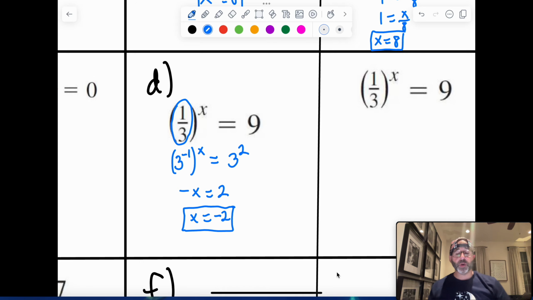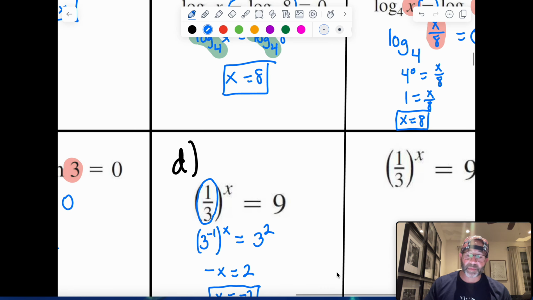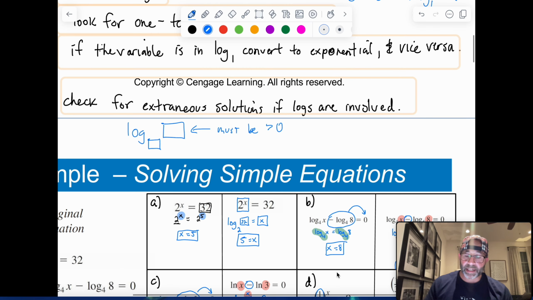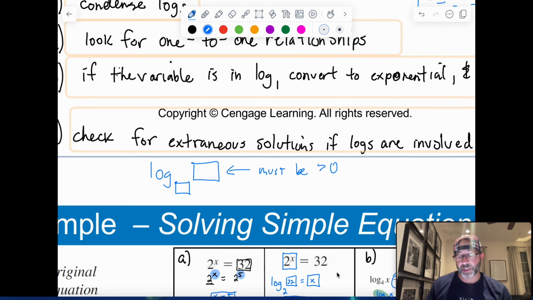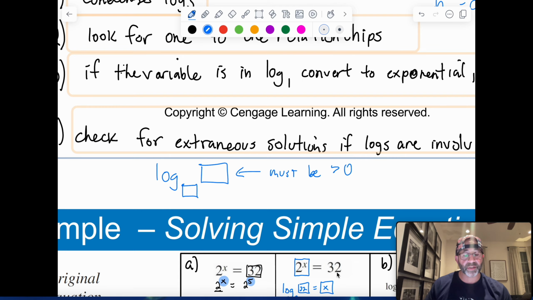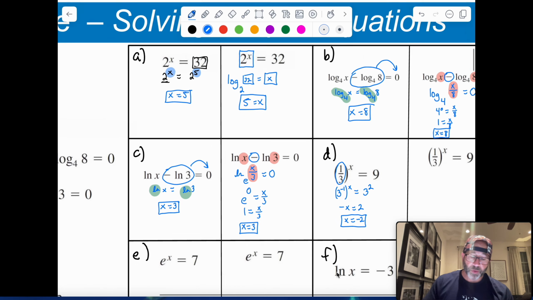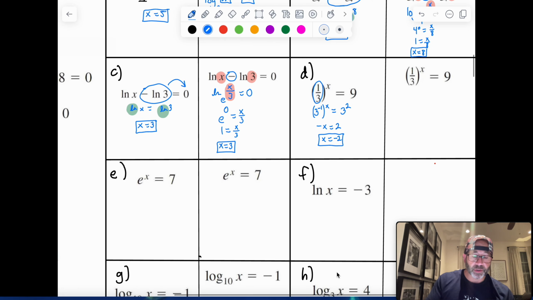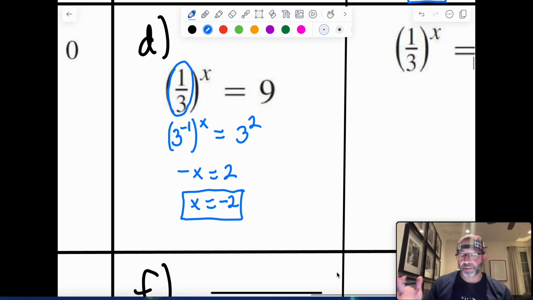Now, this is our first one where we get an x that's equal to negative. And if you recall, back in the rules at the top here, I said that we cannot have negatives. Well, I didn't really say that. I said we have to check for extraneous solutions if logs are involved. When we look at this one, there were no logs involved. So there was nothing that I have to actually deal with. X is just going to equal negative 2.